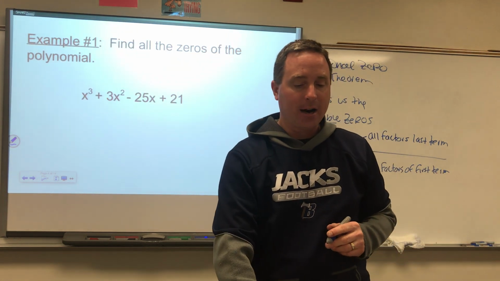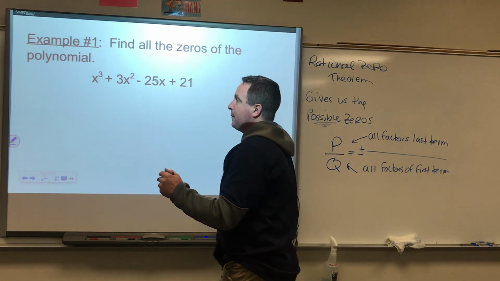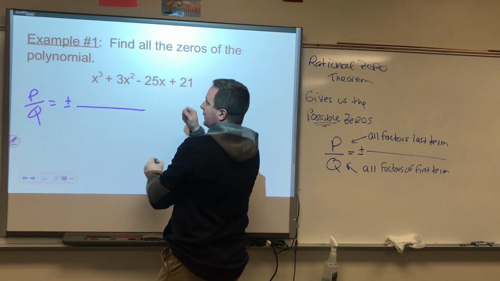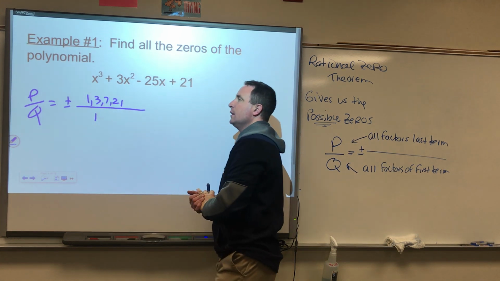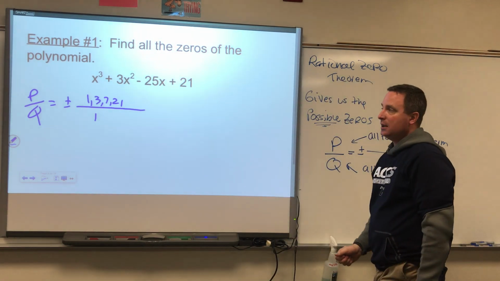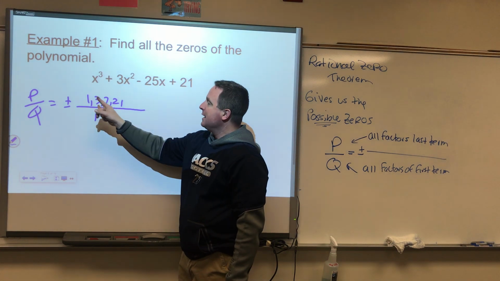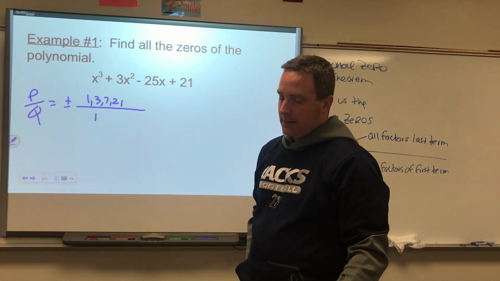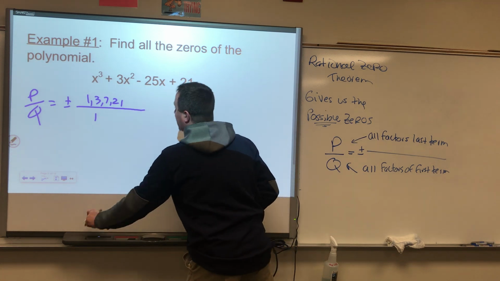All right, so let's give this one a whirl. First of all, I'm going to list all my possible ones, my P over Q's. The factors of the last number are 1, 3, 7, and 21, and the factors of my first number are a 1. So those are my possible ones. When the denominator is a 1, I really just have 1, 3, 7, 21, negative 1, negative 3, negative 7, and negative 21. This is what I'm ultimately getting at here.